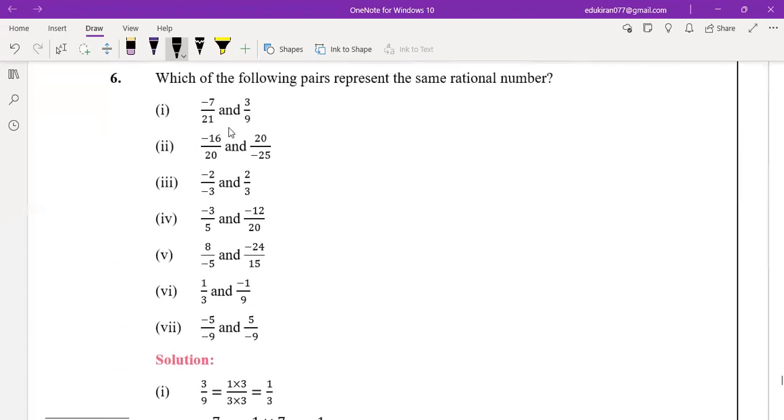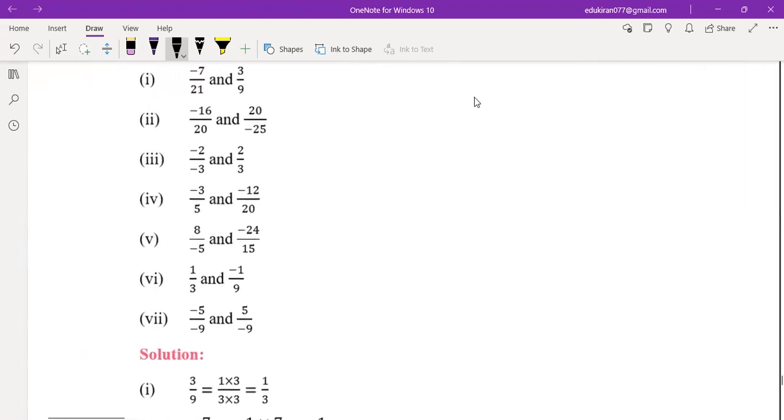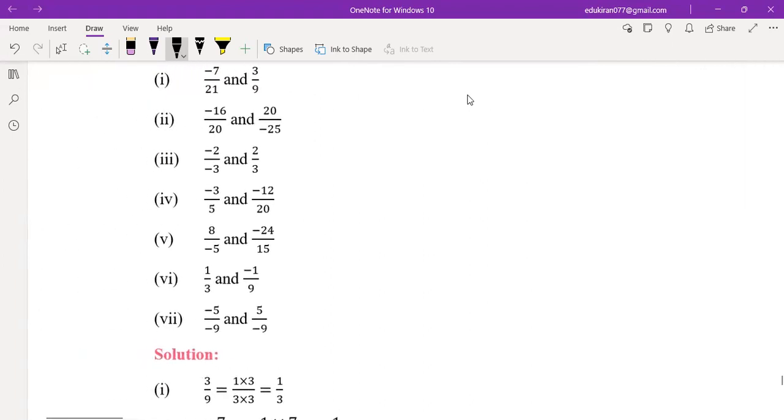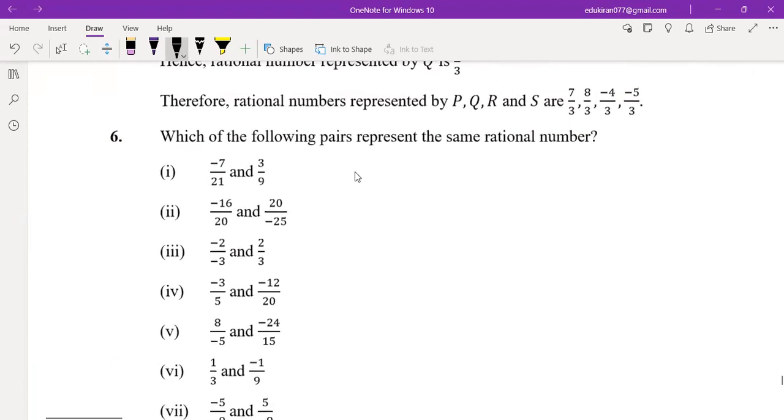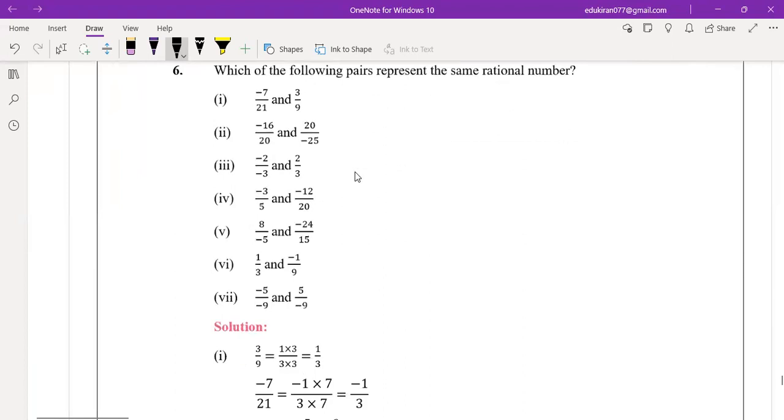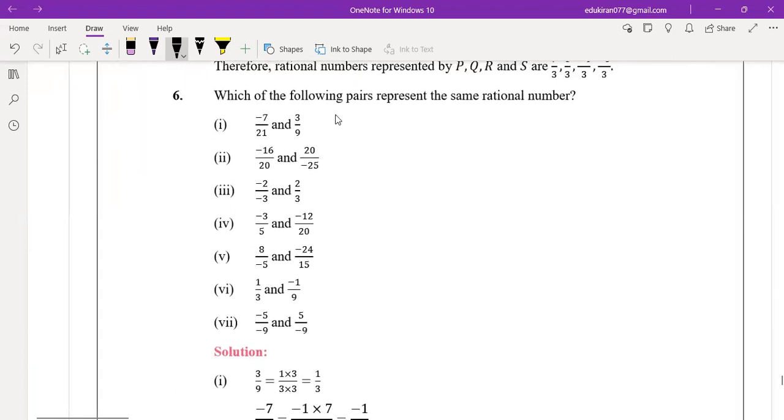Okay. Now coming to the next one: which of the following pair represent the same number line? Ma'am, it's the same rational number, right? Yes, you said number line. Okay, sorry. Same rational number. Which of the following pair represent the same rational number?